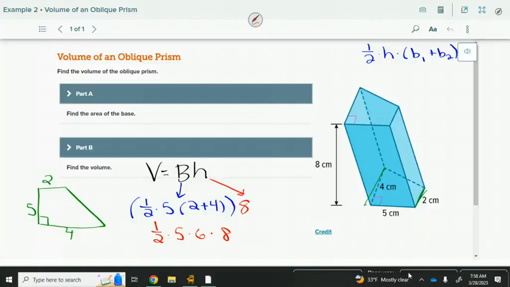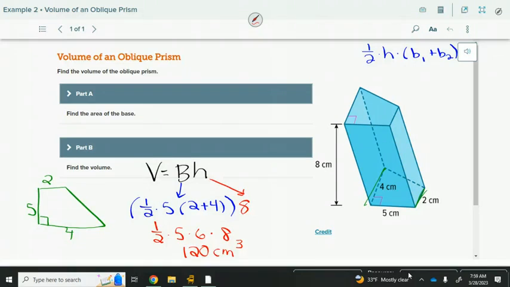Okay, so then if we multiply all these together, who's got a number for us? 1/2 times 5 times 6 times 8. 120. And then we're going to label it centimeters cubed. So you're never going to put just one number in for your big B. Your big B is going to represent a whole little area formula on itself. Okay, questions there before I move to the next part?